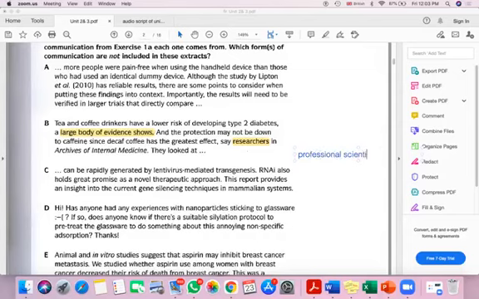So we have here professional scientific language. This means that this part is taken from an academic journal. It's taken from an academic journal that is aimed for scientists.